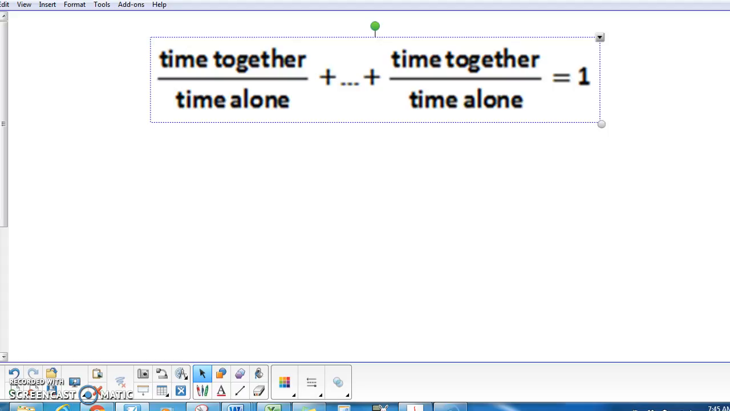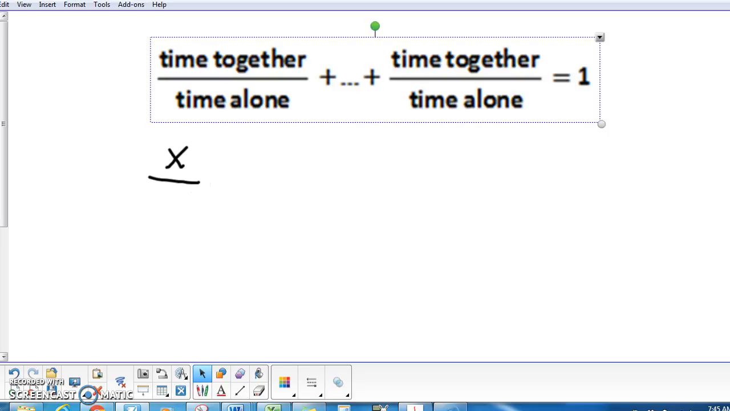Time together divided by time alone, and the plus means you can have as many different people as you want. So if we were doing this with 5 different people, if we said we have 5 different people in the class are going to come in over the summer and repaint my room. If we all work together, I want to know how long it's going to take. So if I want to know how much time it'll take for everybody to work together, I've got time together over time alone.